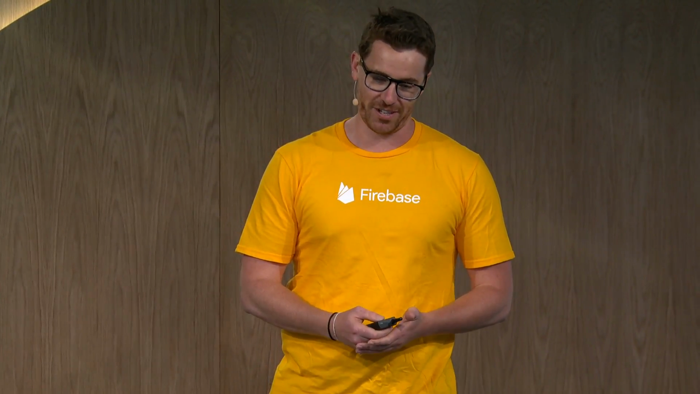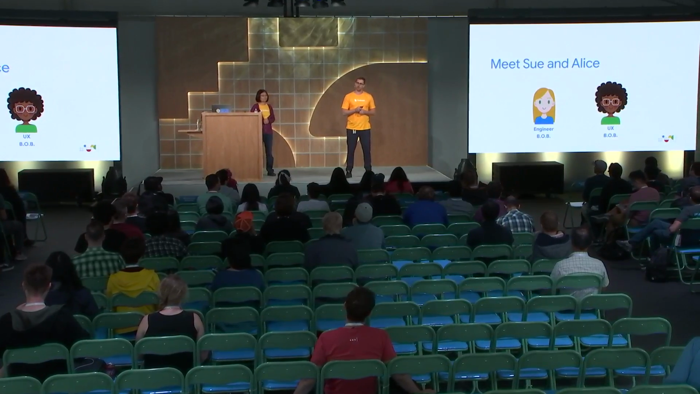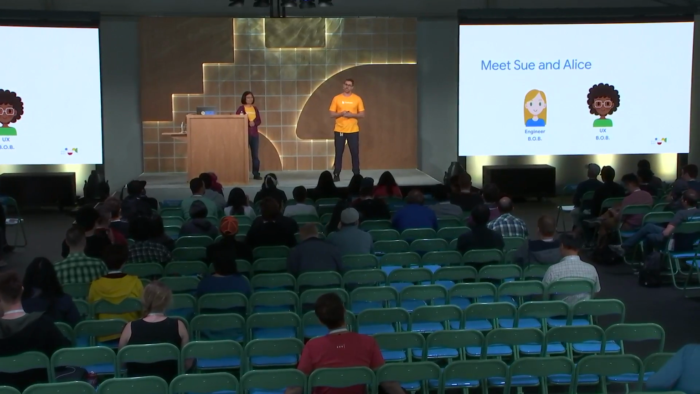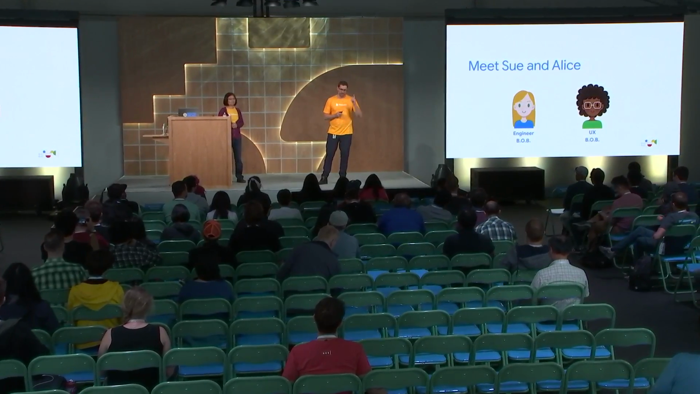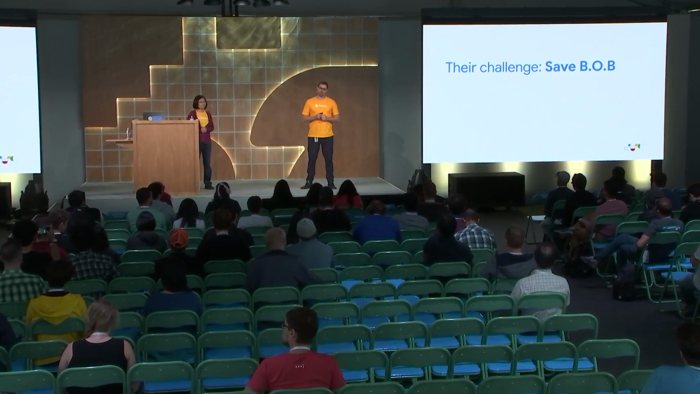You've got agile competitors popping up left and right, people transferring money, people on the go, people with phones, all that sort of stuff. So I wanted to introduce you to Sue and Alice. Sue is an engineer at Big Ol' Bank, and Alice is the lead UX designer. And they have one mission. Their challenge is to save Bob.